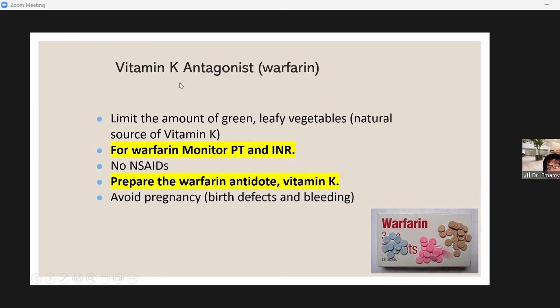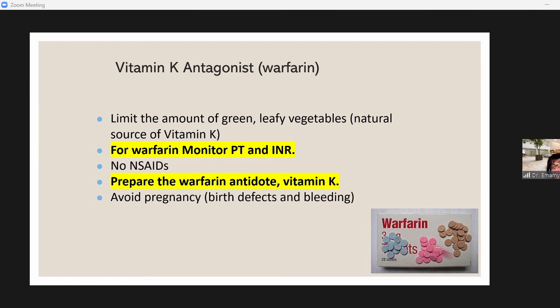Warfarin blocks vitamin K, absorption of vitamin K. So patients should have control over foods that are rich in vitamin K, for example, kale, lettuce, spinach. They have too much vitamin K, and a patient who takes warfarin should avoid those types of foods.